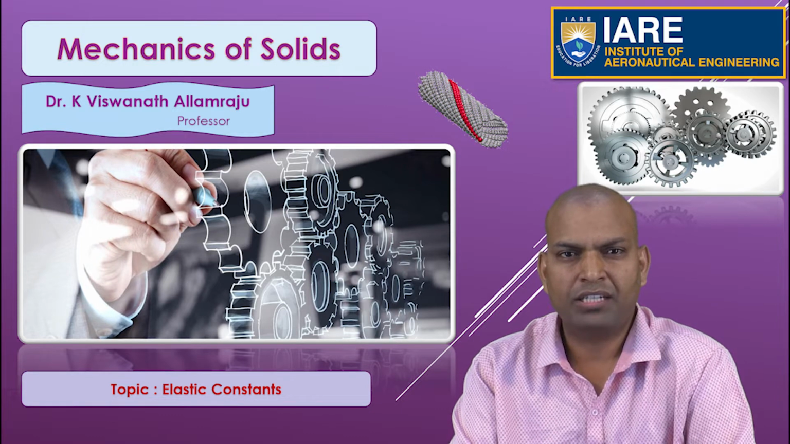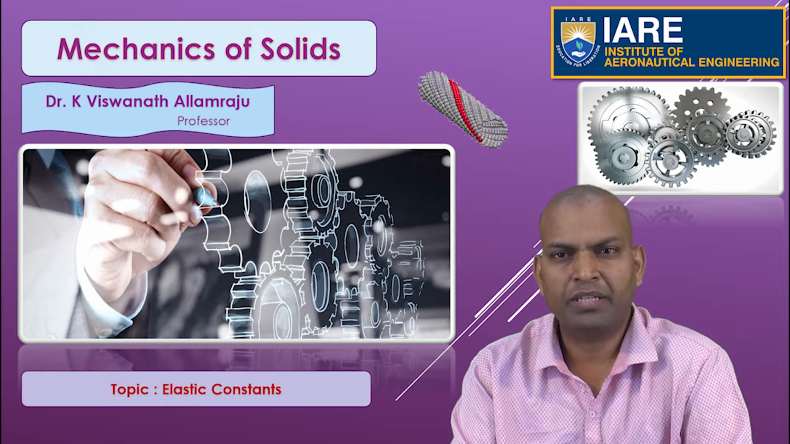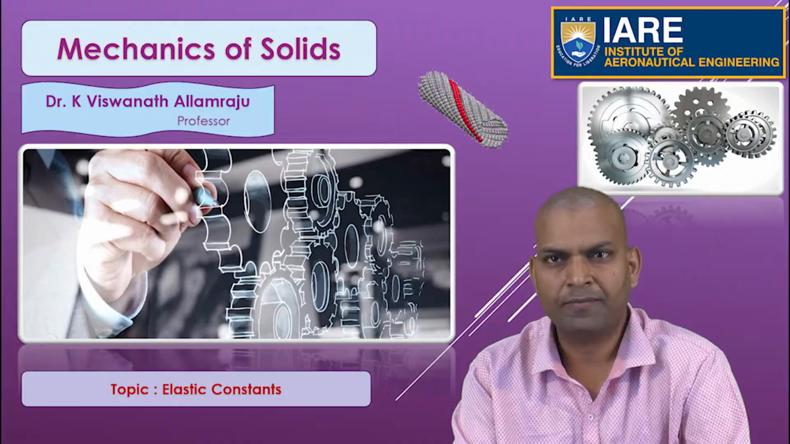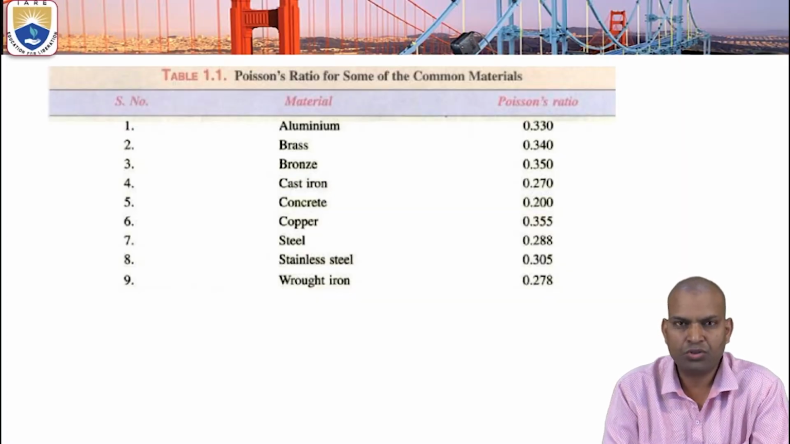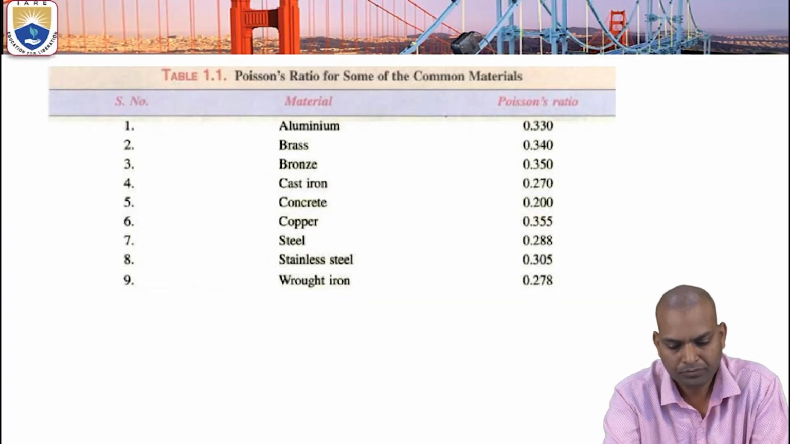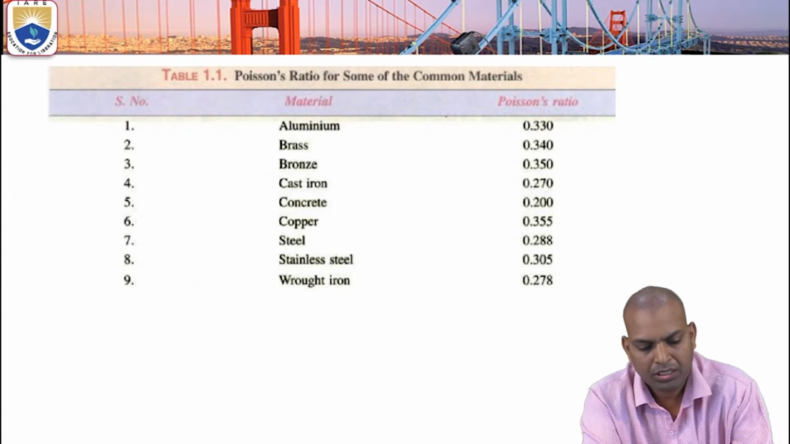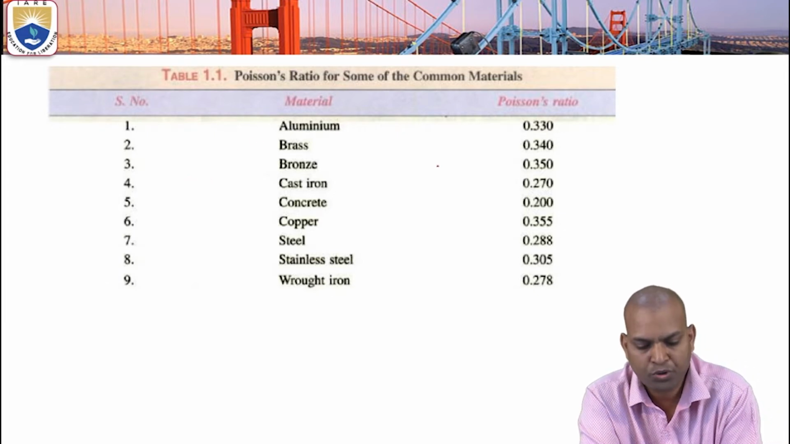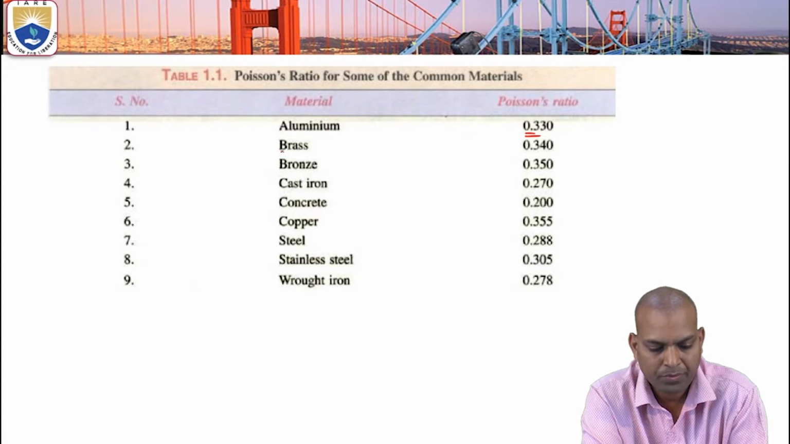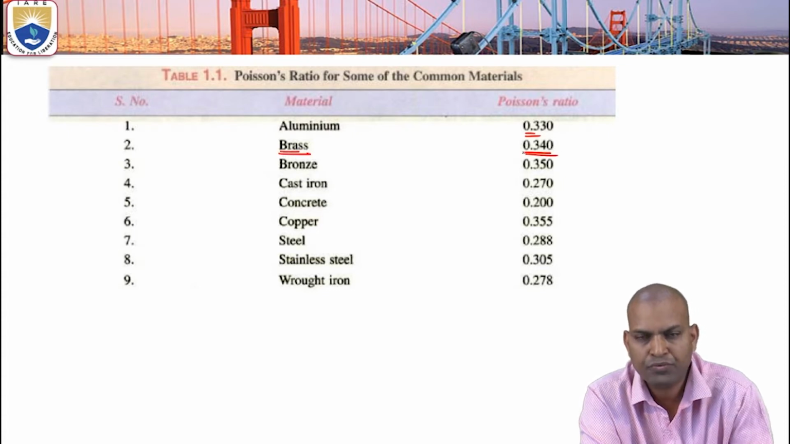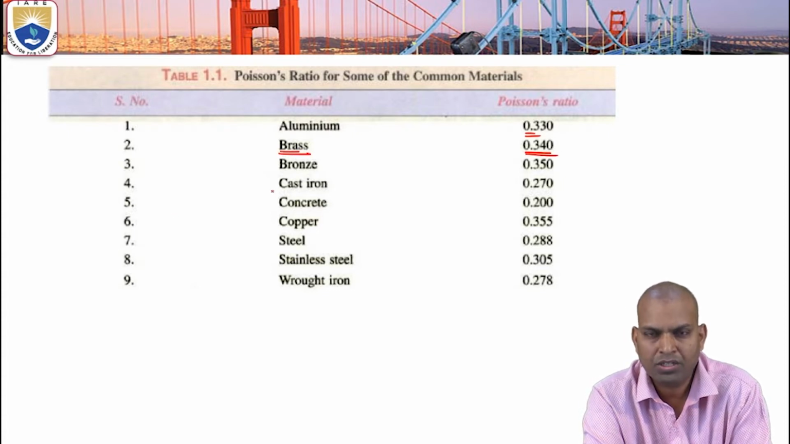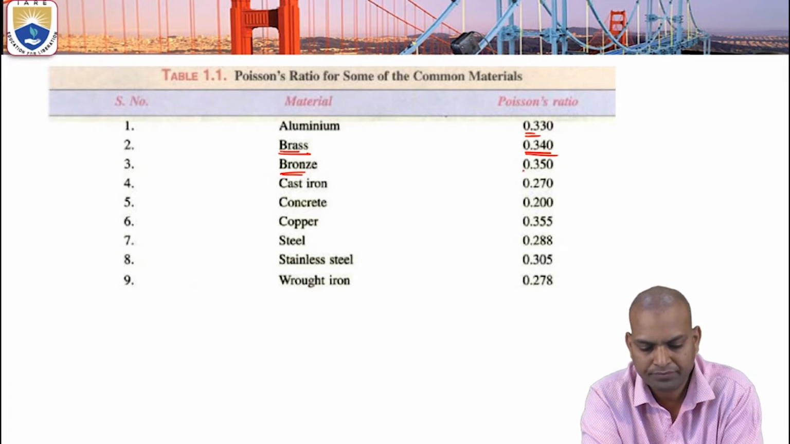Today we are going to study and learn the topic of elastic constants. Now we can see these are the Poisson's ratio of common materials. For aluminium, Poisson's ratio is 0.33. For brass, it is 0.340. For bronze, it is 0.35.